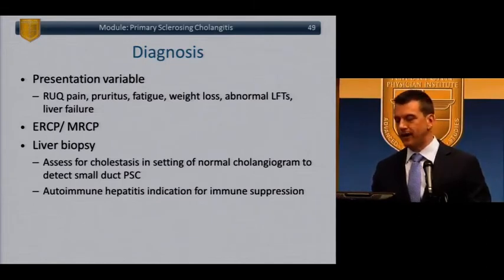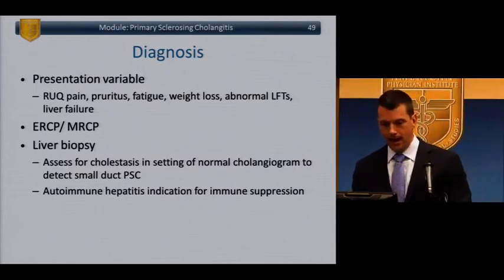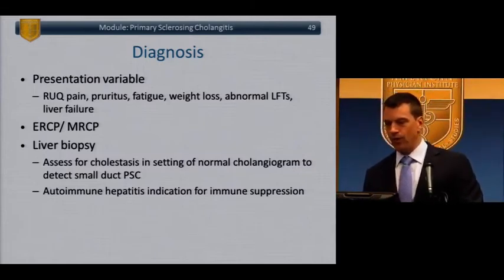The presentation is variable and it depends on where the obstruction is and at what level. It can present with right upper quadrant pain, pruritus, fatigue, weight loss, abnormal LFTs, and liver failure. These patients usually present with very high bilirubin, which leads to the pruritus and some of the symptoms.